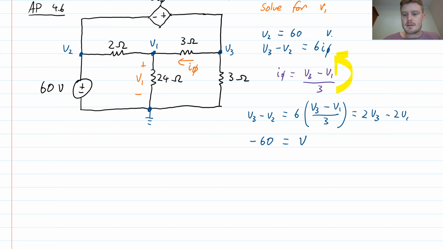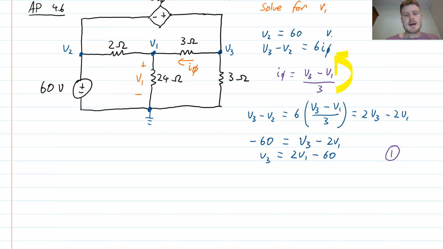I'll be left with just a factor of 1 in front of V3 minus 2 times V1. Therefore, V3 is equal to 2V1 minus 60. All right, so let's keep that as a first piece of information. I'm going to call this one here equation number 1.